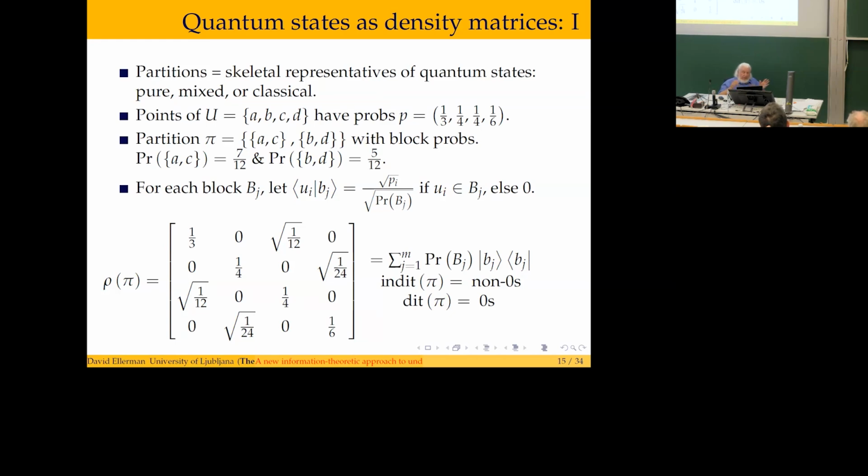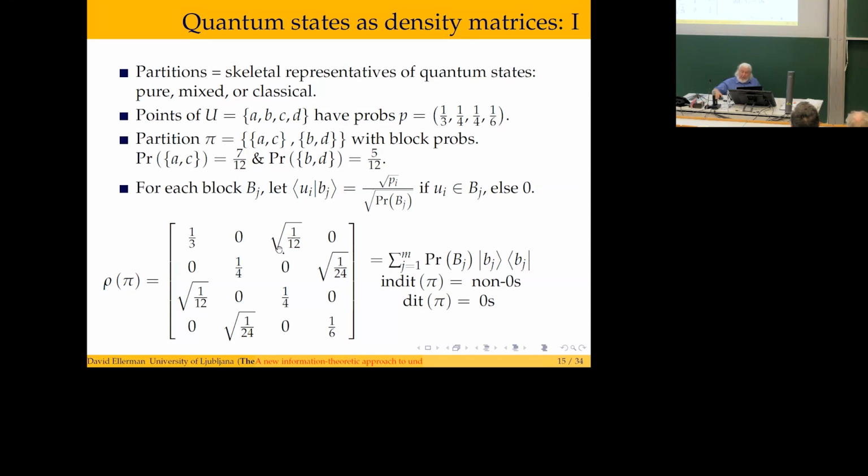and then you'll see I did it here for a simple partition where A and C are identified, or together in a block, they're in superposition, and B and D are in a superposition, and I got point probabilities here, and then the block probabilities are here, and so for each block you define this vector B_j. And then you form the density matrix as the block probabilities times this projection, the outer product of the B_j's. And you'll get this thing here.